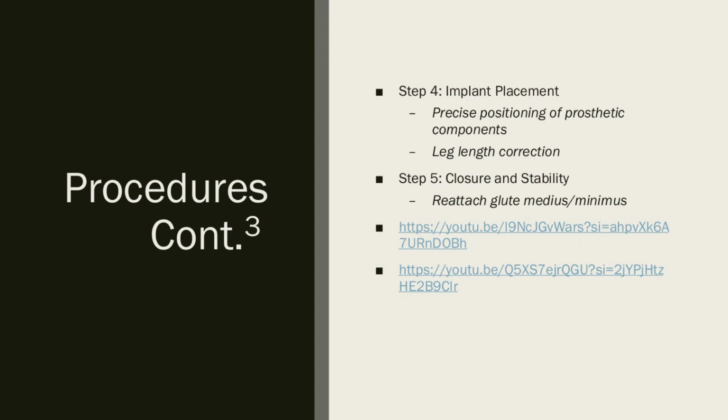Then, once the joint is fully exposed, the damaged femoral head is removed and the acetabulum is reshaped to accommodate the prosthetic socket. The surgeon then inserts the prosthetic components, ensuring precise positioning for optimal joint function. This step is important for correcting the leg length discrepancies and optimizing the hip mechanics.